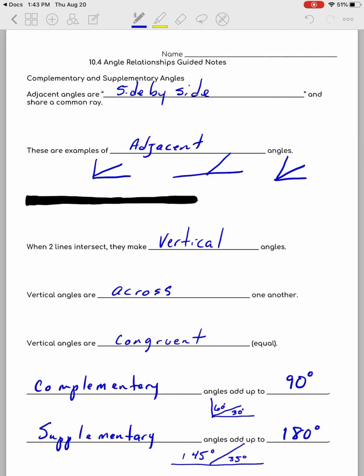Hey folks, I'm going to give you a quick rundown of angle relationships. Some of the angles we're going to talk about will be complementary and supplementary.